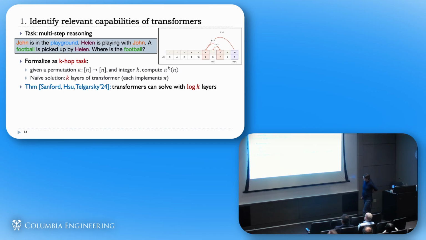So here is a theorem by Sanford, Tsu, and Telgarsky. Sanford and Daniel Tsu are here at Columbia, or were at Columbia in '24 at least. Sanford graduated. They showed that transformers can solve this k-hop task with log k layers. So not k layers, but log k layers. The way they showed this is as follows.